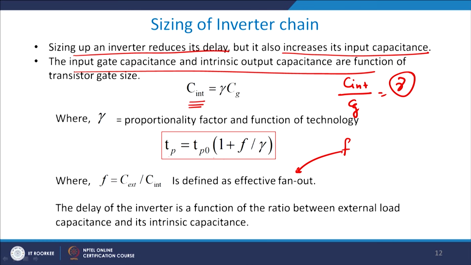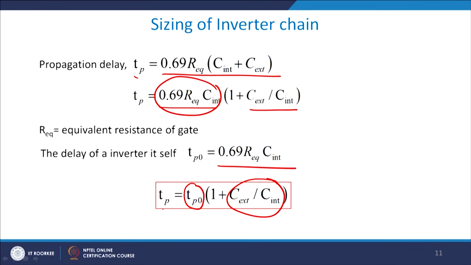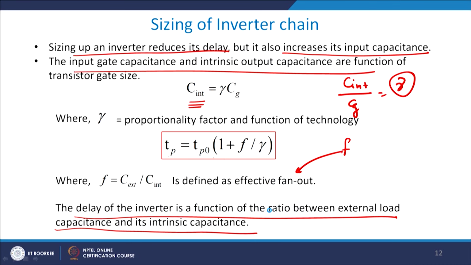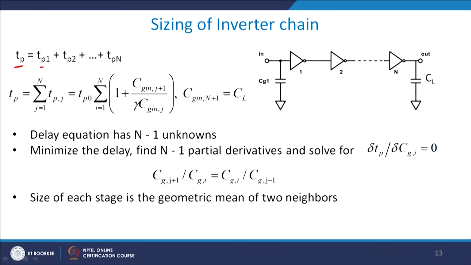Now, therefore, if you look at the delay of an inverter, it is a function of the ratio of the external load to its intrinsic capacitance, which means that the delay of an inverter depends on the ratio of the external load capacitance to its internal capacitance. That you can even find out at this stage also. You see, Tp depends on the value of C external to C internal or intrinsic, and therefore I get a ratio between external load and the capacitance, right. Let us look at the sizing of an inverter chain. So, I get Tp equals Tp1 plus Tp2 plus Tp3, there are n number of gates available.